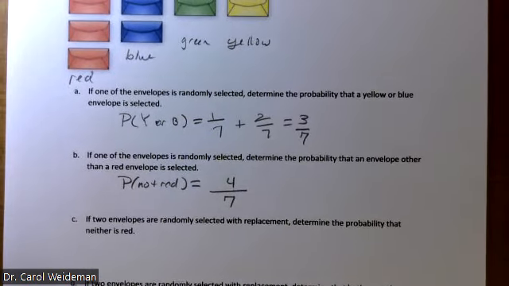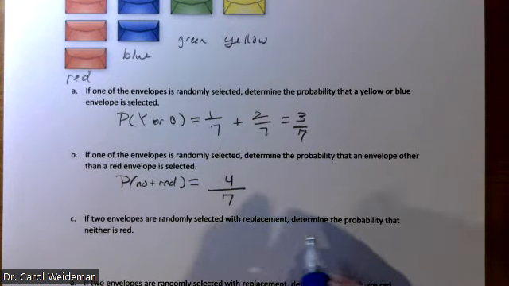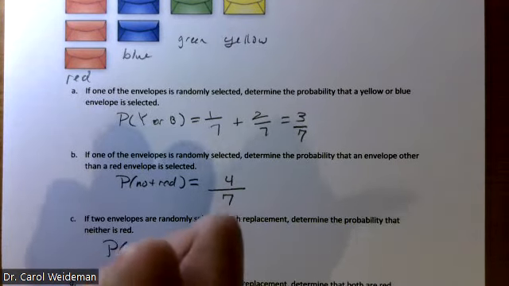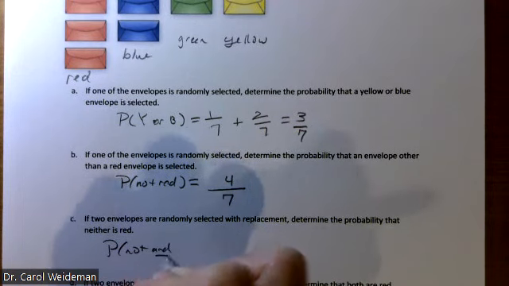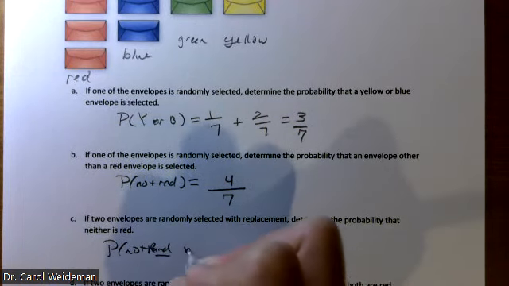Now we're going to pick 2 envelopes with replacement, and we want to determine the probability that we get not red and, oops, I should have put an R there, not red.